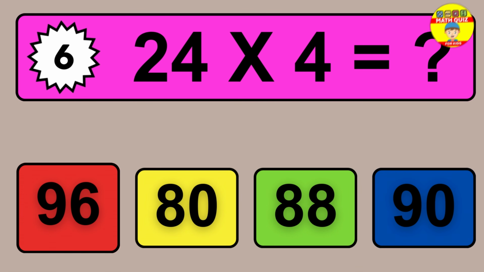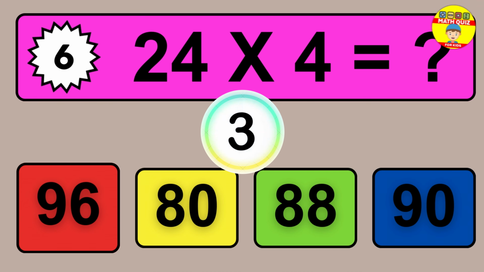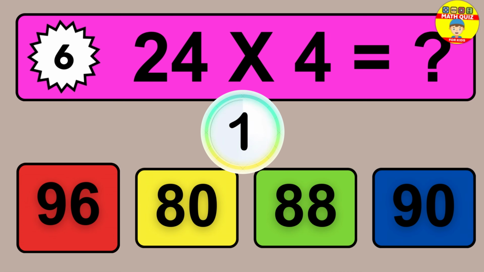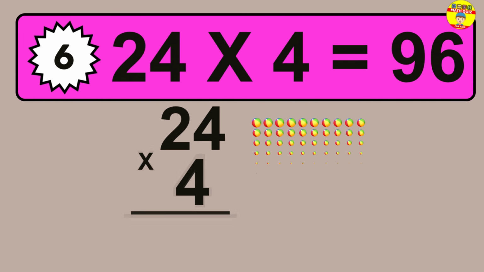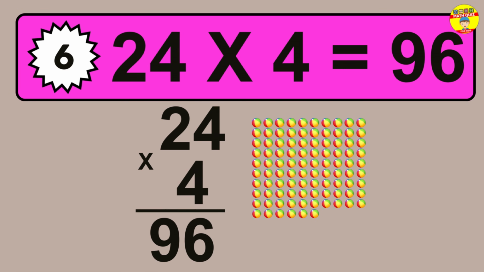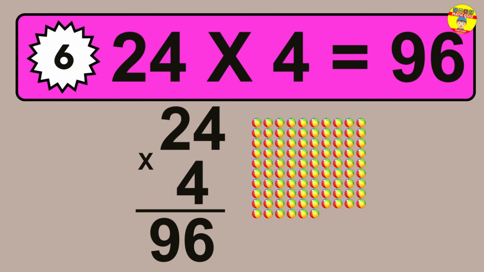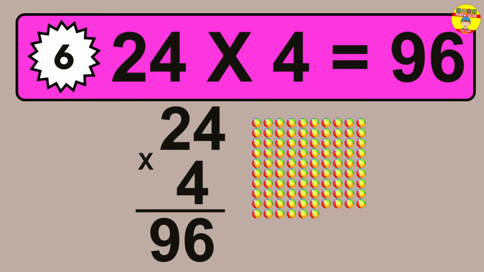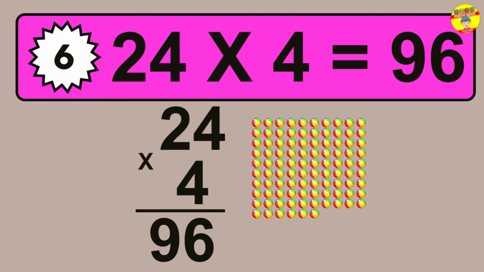Question 6. 24 times 4 equals what? So, the answer is 24 times 4 is 96. To calculate, we have 24 groups with 4 balls each one. So, how many balls do we have? 96 balls.